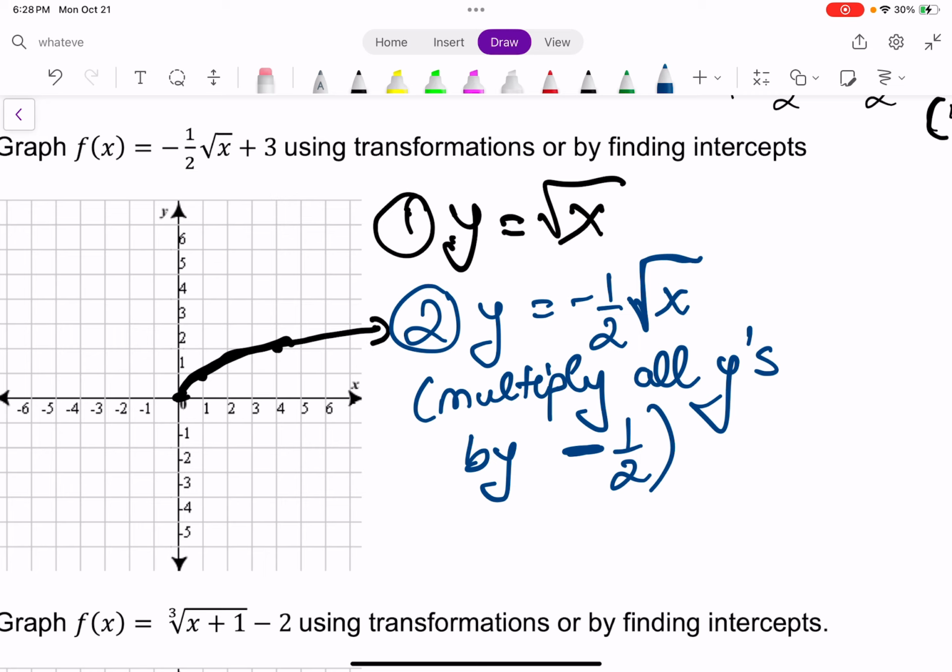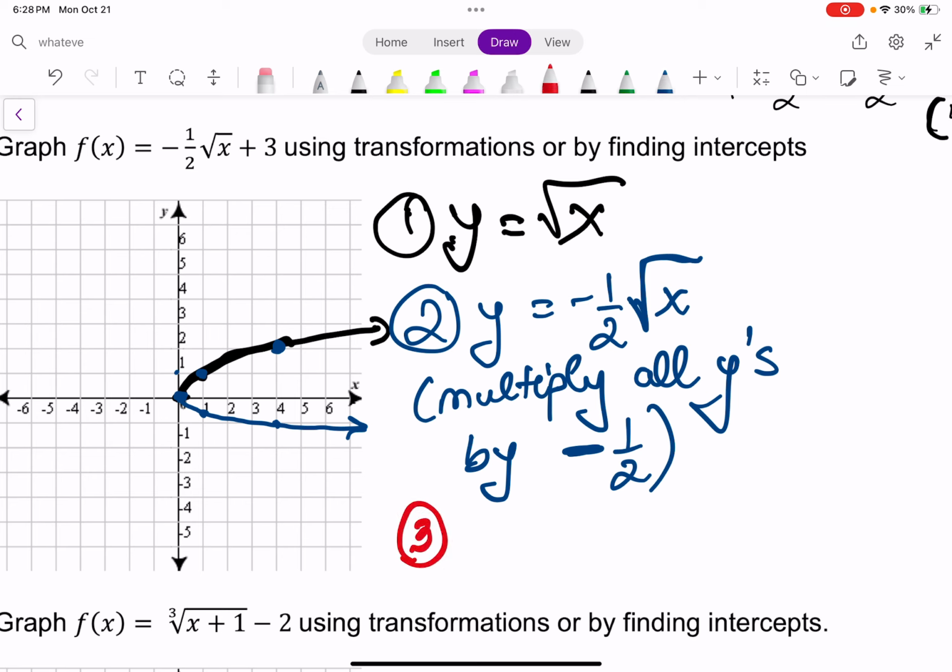So we'll do both. Now this y is a 0 times negative 1/2 is still a 0. The y coordinate here is a 1 times negative 1/2 is negative 1/2. This y coordinate is a 2, and 2 times negative 1/2 is negative 1. So there you go. It just got flipped about the x-axis because all the y's are now negative, but also got compressed vertically by a factor of 1/2. So it came closer towards the x-axis.